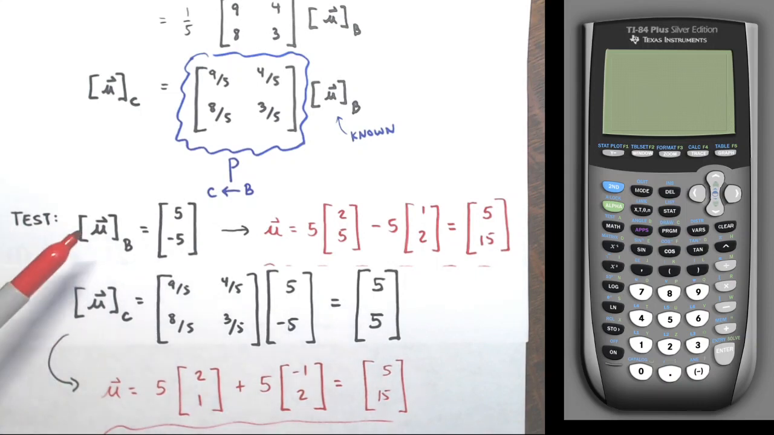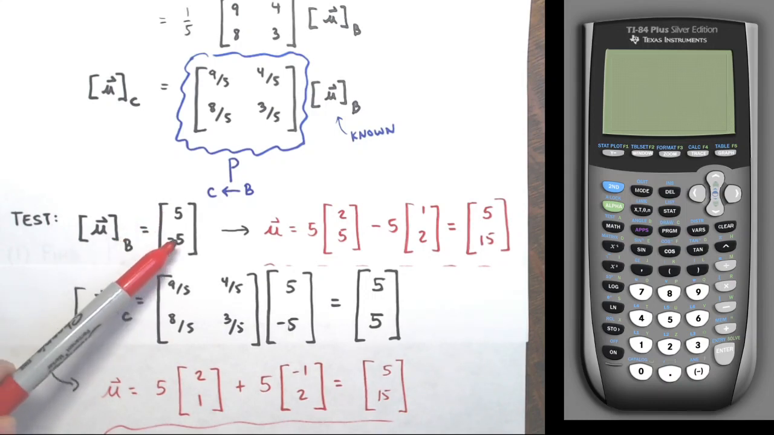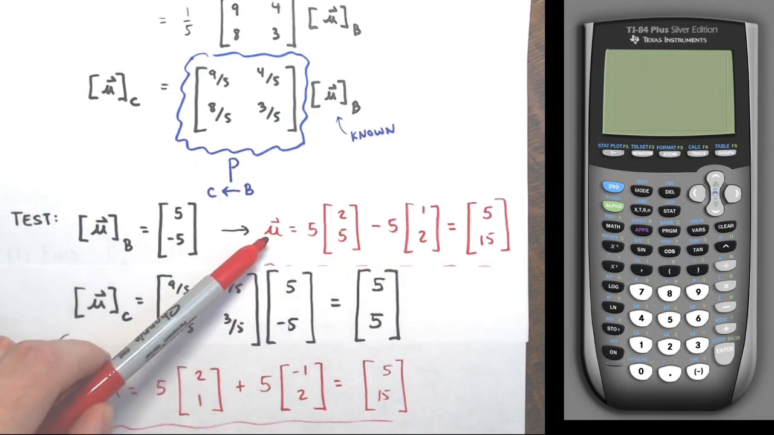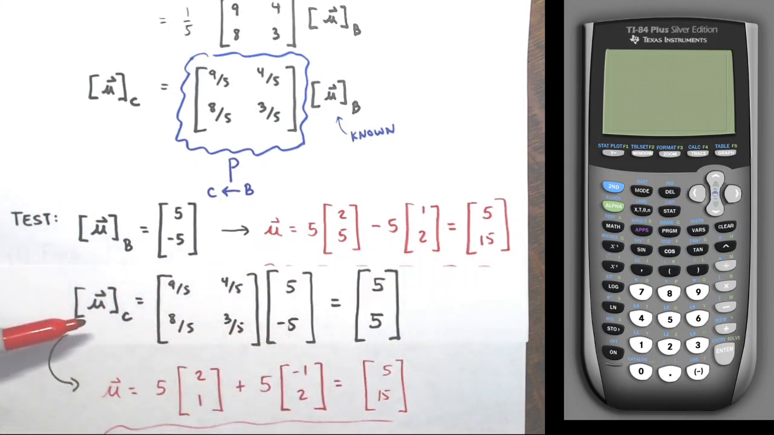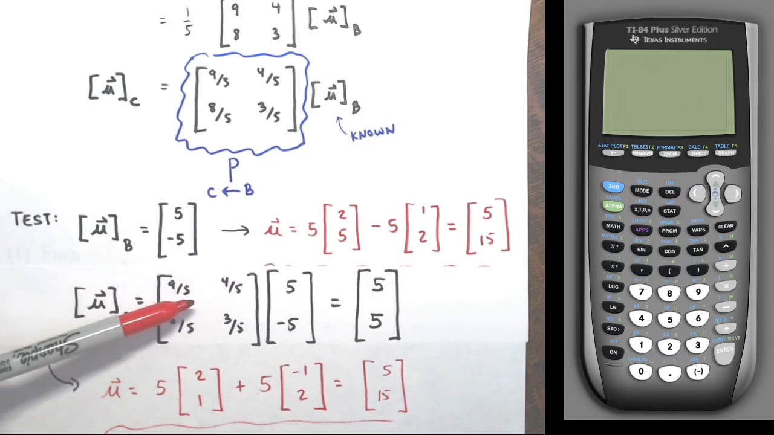All right. So yeah, I'm given the coordinates with respect to B. So 5 of the first vector in B plus negative 5 of the second vector in B, that gives me that u is (5, 15). I multiply the coordinates in B by that transition matrix, or that change of coordinates matrix.